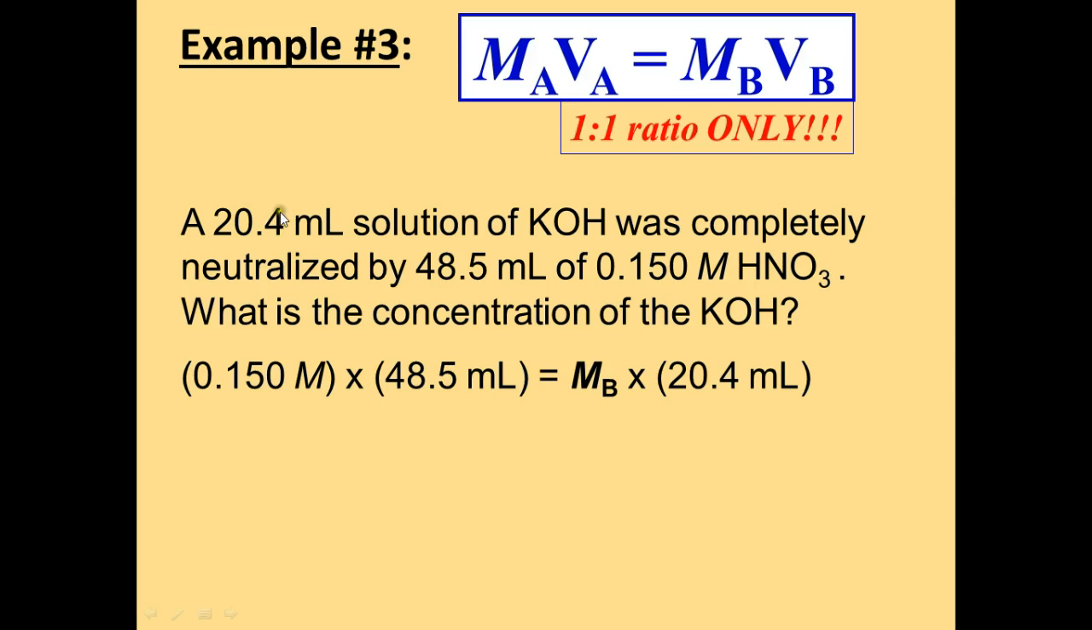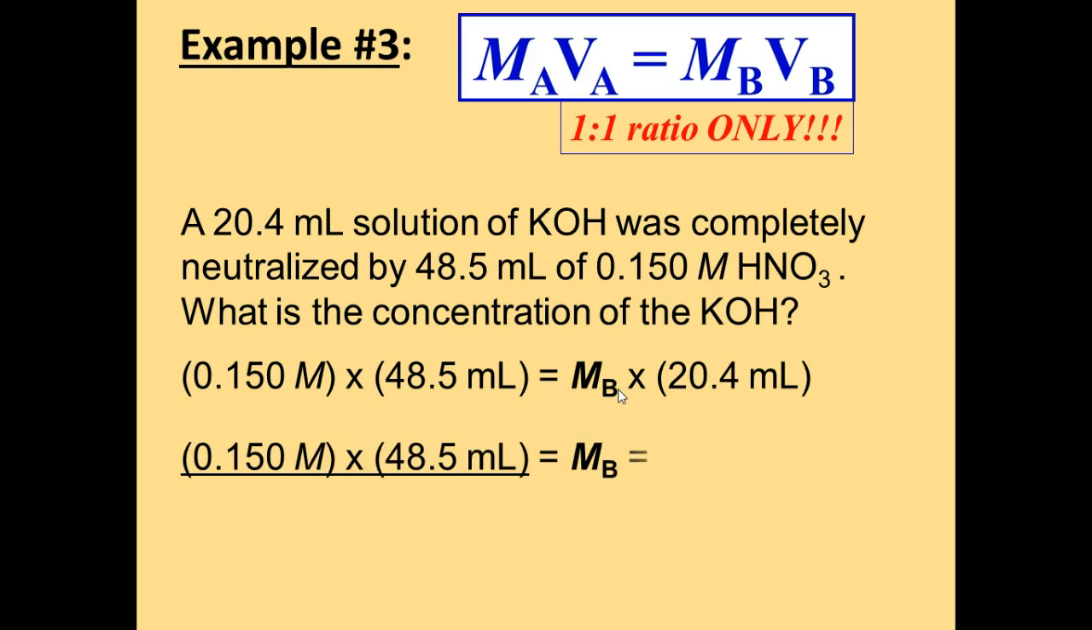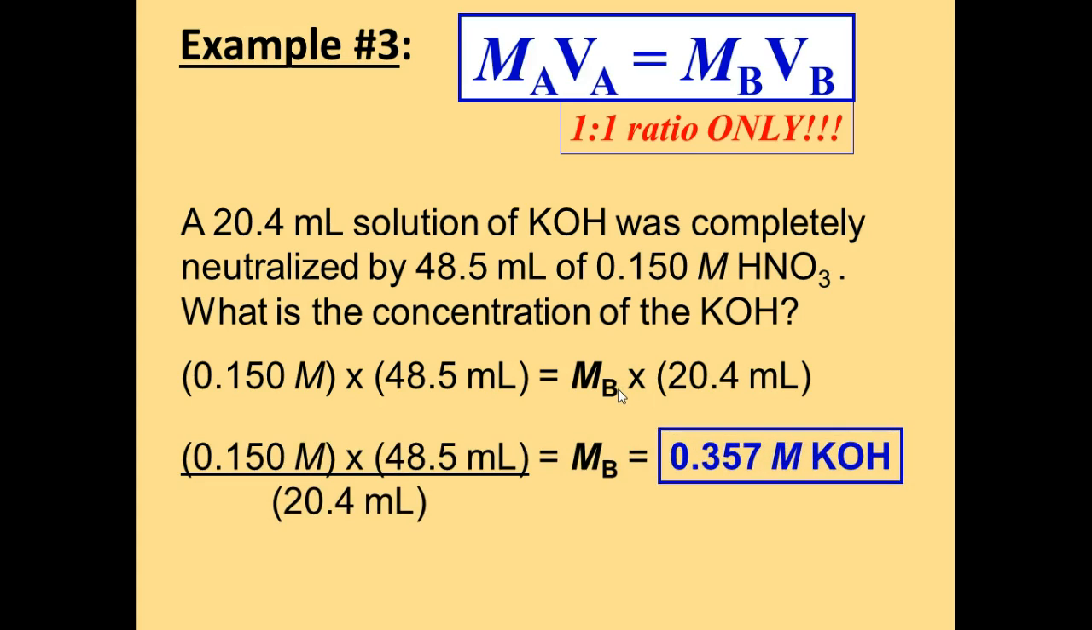We don't have the molarity of KOH, so 20.4 has to go with the unknown. Then these two go together, because 48.5 milliliters is of this solution, so they're paired up, and we do have that. To isolate M sub B, we divide by 20.4 on both sides, and after we do that, we get M sub B equals 0.357, and that is the final answer, the molarity of KOH.